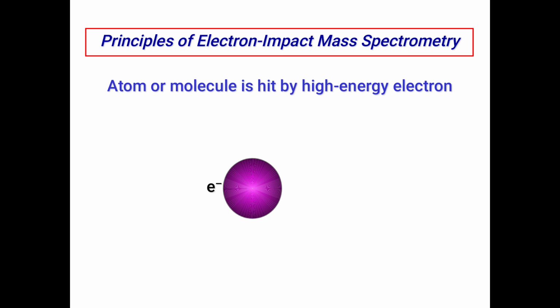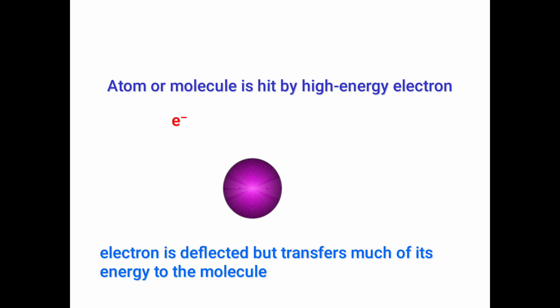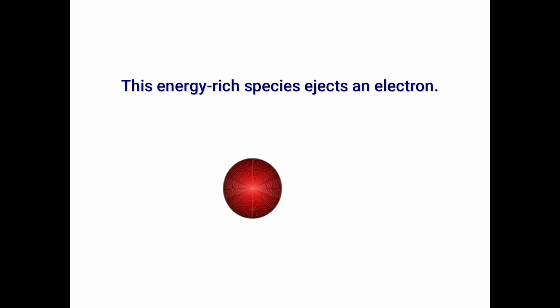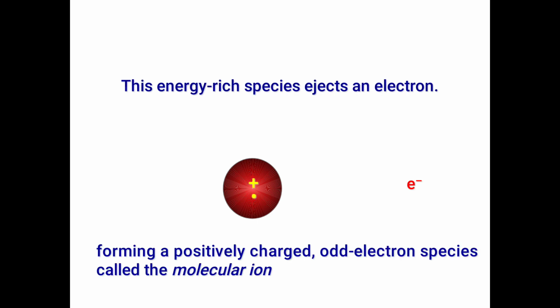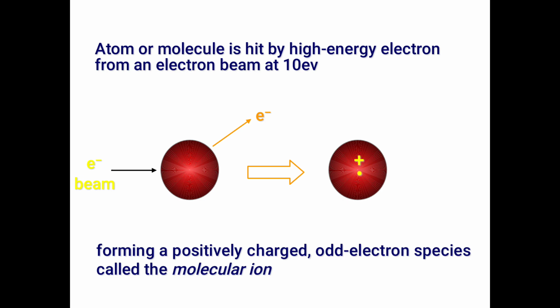Principles of electron impact mass spectroscopy. An atom or molecule is hit by a high energy electron. The electron is deflected but transfers much of its energy to the molecule. This energy-rich species ejects an electron, forming a positively charged odd electron species called the molecular ion. The atom or molecule is hit by a high energy electron from an electron beam at 10 electron volts, forming a positively charged odd electron species called the molecular ion.